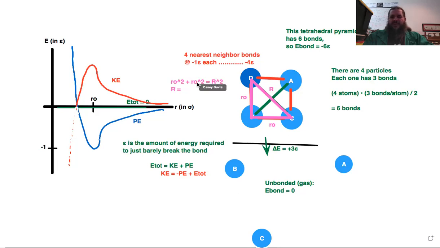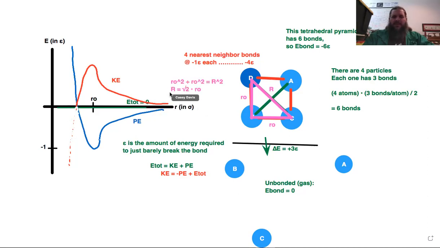First of all, what's R naught squared plus R naught squared? Yeah, that becomes 2 R naught squared. Then we take the square root, we get square root of 2 times R naught. So that means R, the distance across the diagonal, these opposite corners, is going to be square root of 2 times R naught. And you could look that up on the graph.